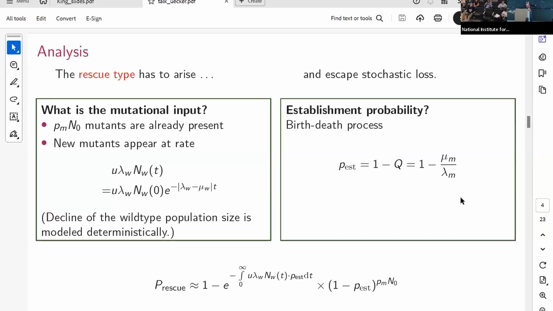That's the zeroth term of a Poisson distribution. What you see in the exponent is basically the product of the rate of appearance of the mutation times the establishment probability, so the rate at which successful rescue mutants appear in the population.